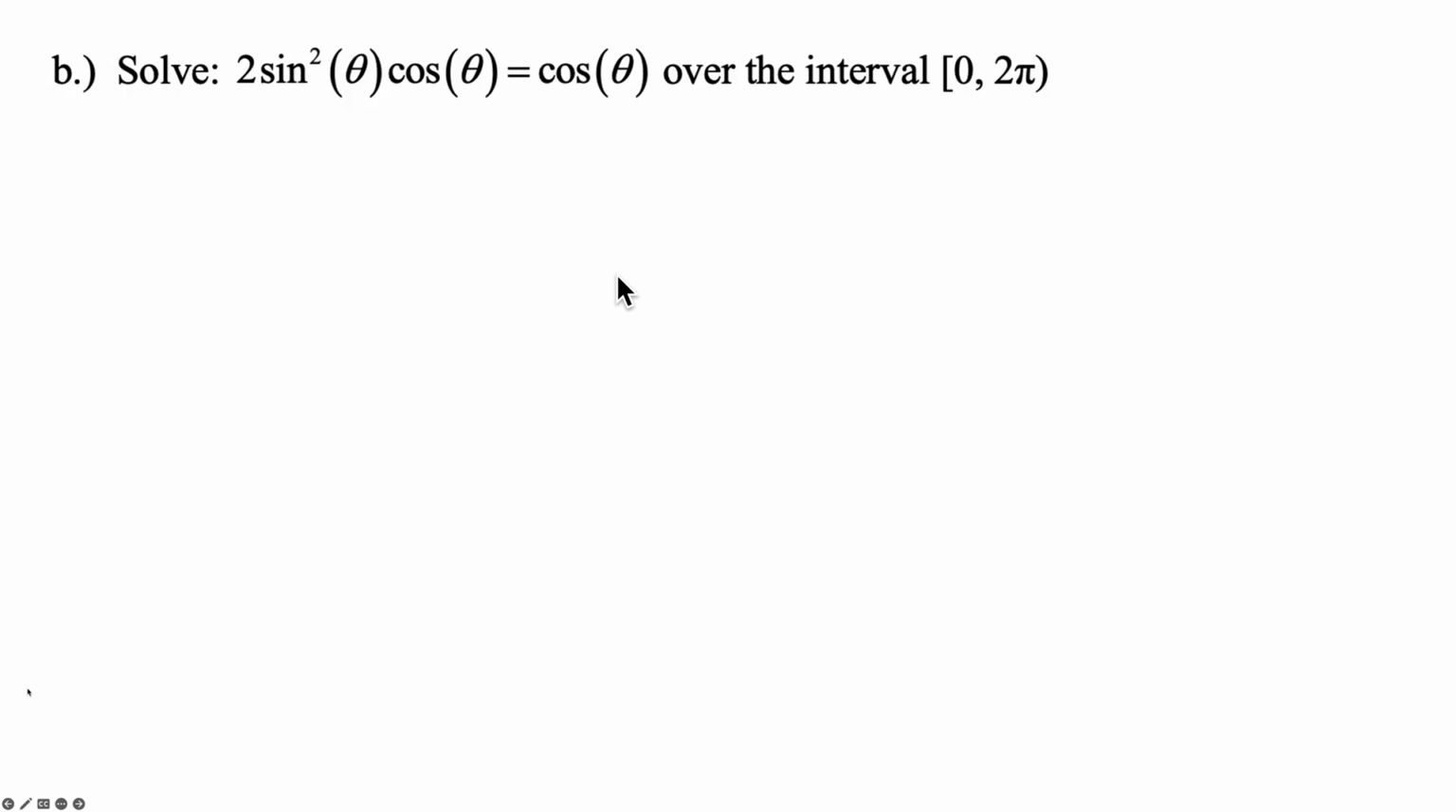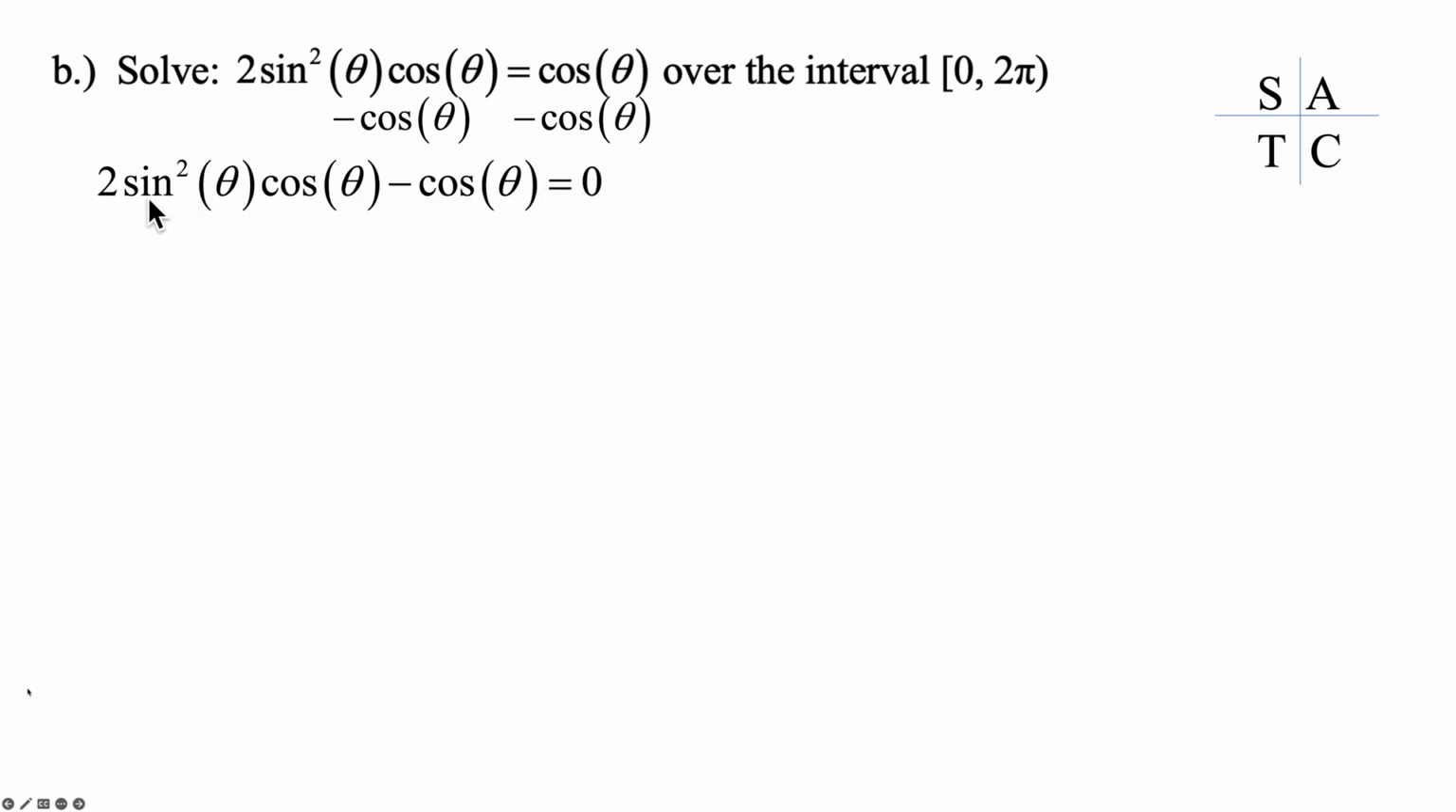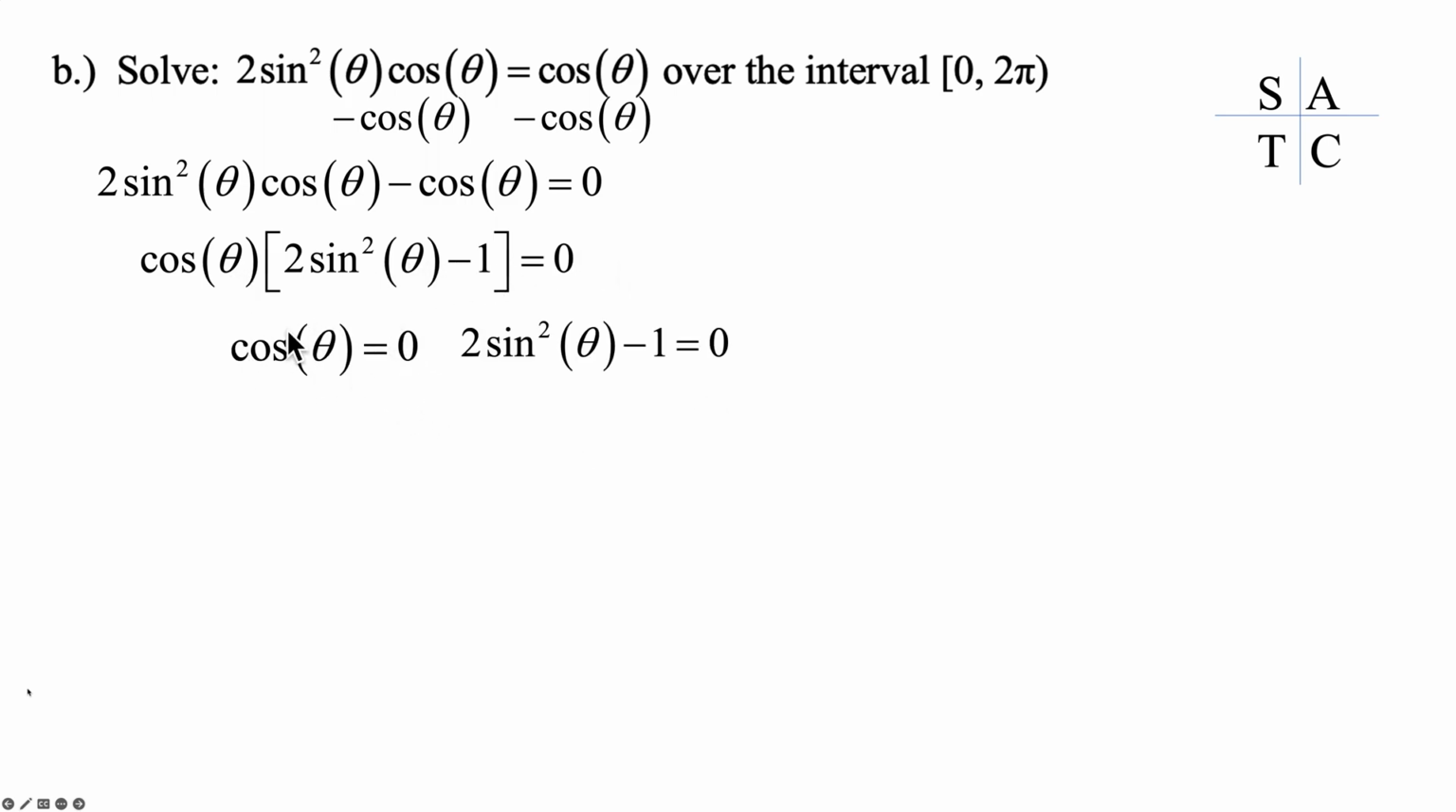Okay, next example, we have 2 sine squared theta cosine theta is equal to cosine theta. Again, subtract over the cosine theta, get it set equal to 0. I see 2 different trig functions, so we have to factor out a cosine theta, which leaves us 2 sine squared theta minus 1. Each factor is now set equal to 0. Well, we already saw cosine theta equals 0 from the last one. That was 90 degrees and 270, but now we're putting them in radians, so pi over 2 and 3 pi over 2.